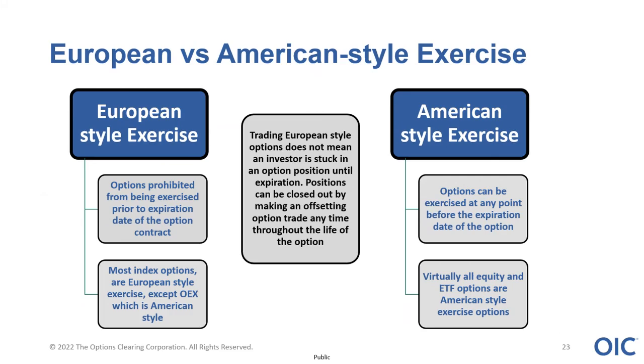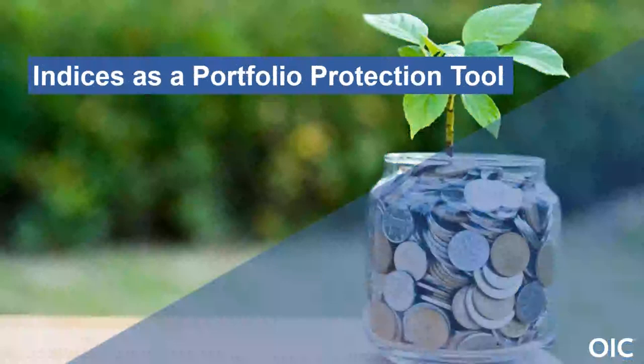Okay, we've gone through the differences between ETFs and indices. We've gone through the differences between cash and physical settlement. We've gone through European versus American style exercise. Let's talk about some of the ways that people actually use these index options as portfolio protection. Because this is an interesting part of how people use them.